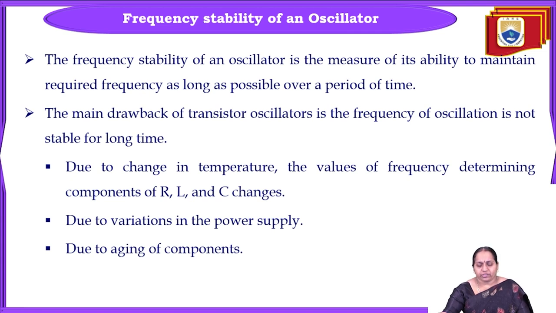So, what are the main reasons? We shall see a couple of reasons why transistor oscillators are not stable or do not have frequency stability over a long period of time. First thing is, due to change in temperature, the values of frequency determining components R, L and C will change. Definitely the frequency also will change, because these are the elements that determine the frequency of oscillations. The next thing is due to variations in supply. Even due to variations in supply, you might have a change in frequency. And the last one is due to aging of components. Aging of components means that it has been many days or years after manufacturing the component. So for these reasons, we may not have good frequency stability.